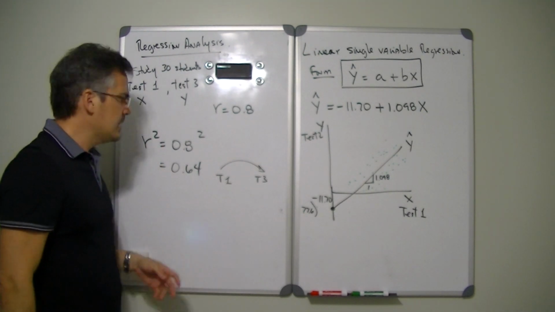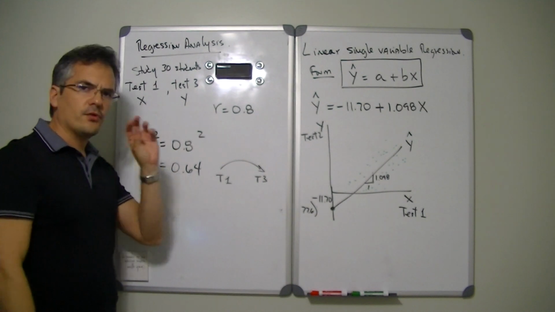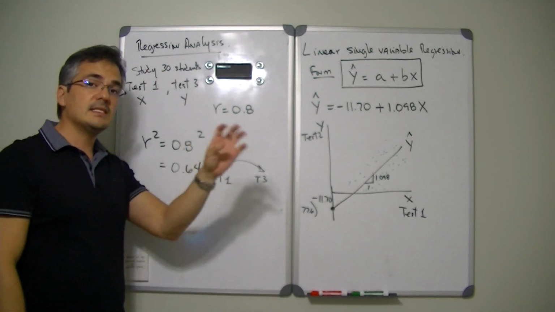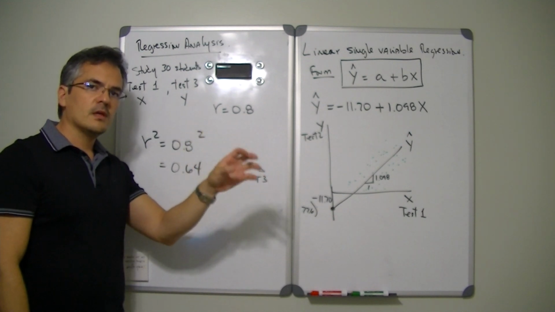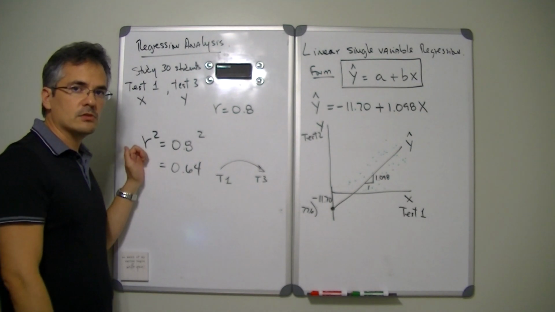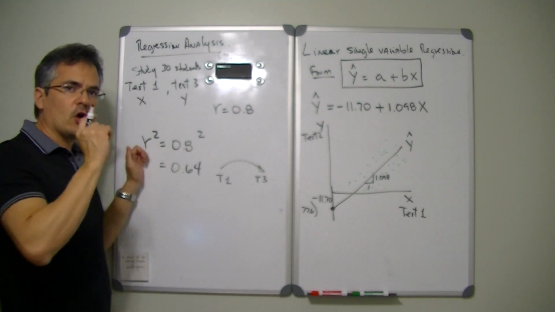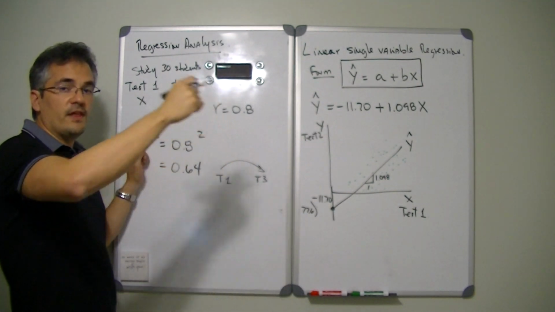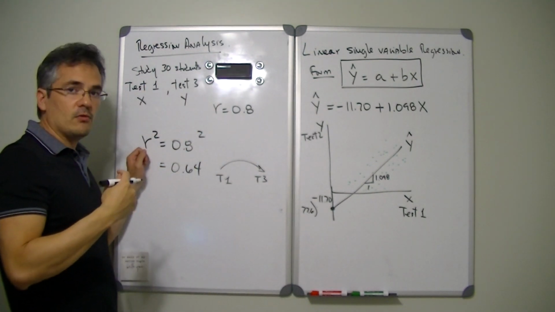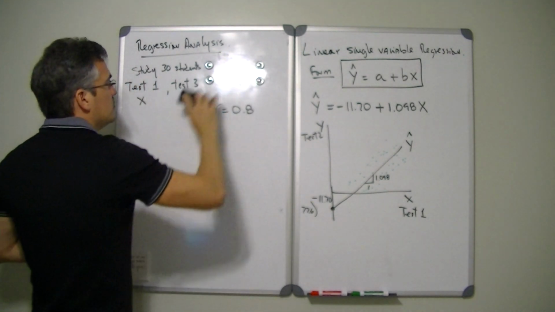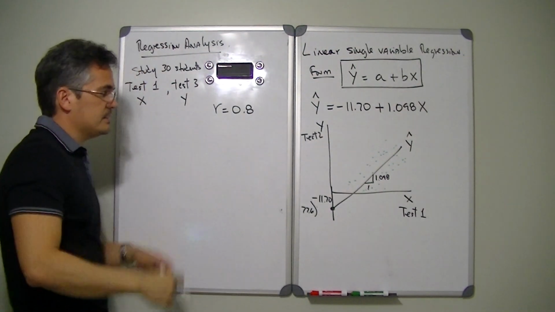So basically, 64% of your grade on test 3 in this class could have been estimated with the performance of test 1. That's what the R square tells you. What percentage of the dependent variable you can estimate with the independent variable that you have. All right, so in other words, it's a really strong dependency that I have here.